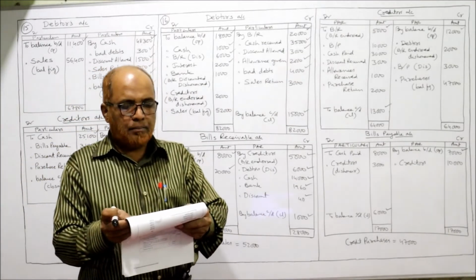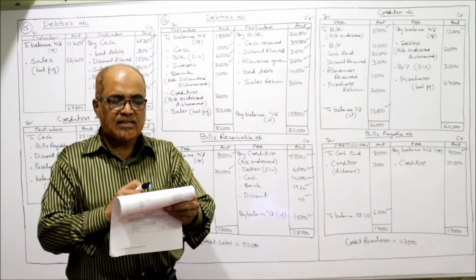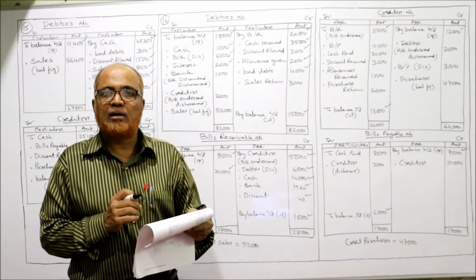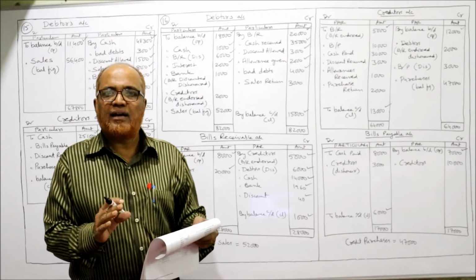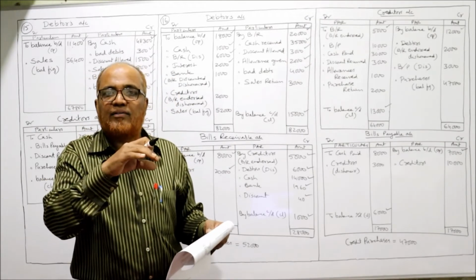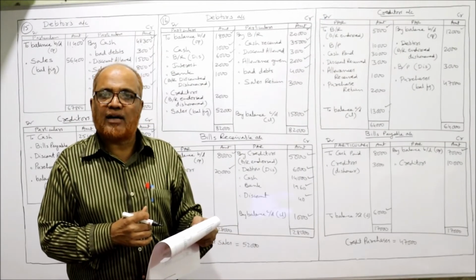Next, after that, bills receivable discounted dishonored. The bills receivable which was discounted is now dishonored. Dishonored means we have to reverse back the entry. From whom did we receive the bill? From debtors. So we debit debtors. Debtors account debtor to bank.